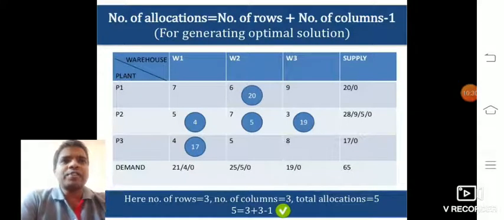Now just verify with the formula, that is number of allocations equals number of rows plus number of columns minus 1. Here, as I said, there are 5 allocations. Now number of rows, here P1, P2, P3, is 3, plus number of columns W1, W2, W3, 3. 3 plus 3 is 6, minus 1, that is 5. Number of allocation cells is also 5. 5 equals 5.